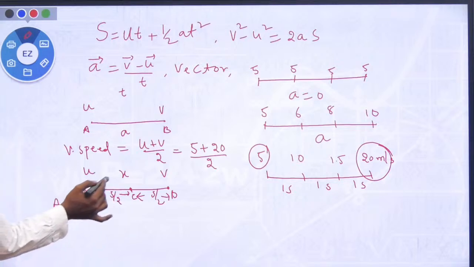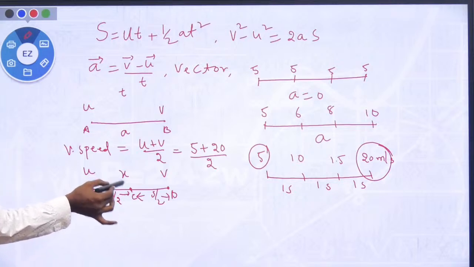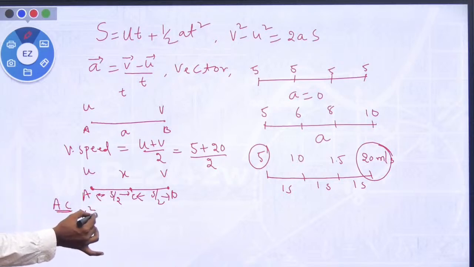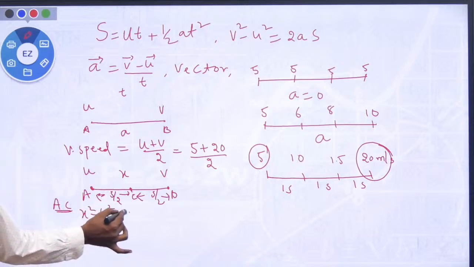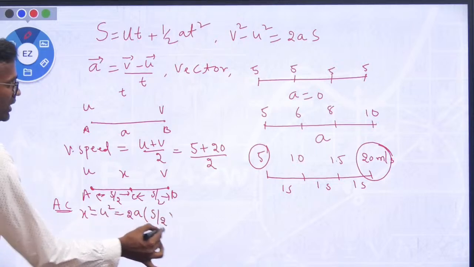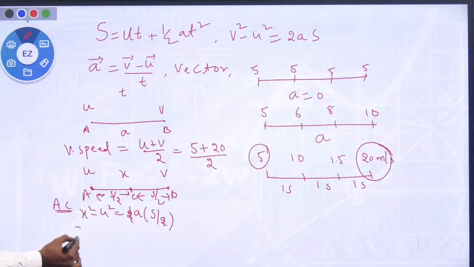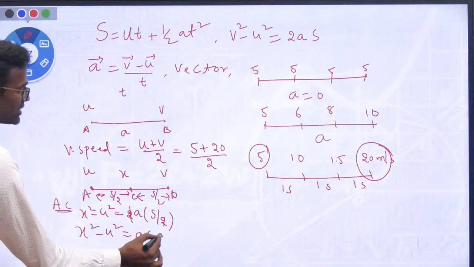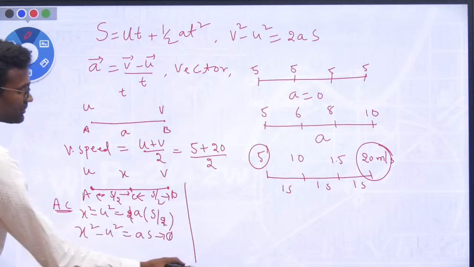From here to here. So in this case, for the first half of the journey AC, x is the final velocity and u is the initial velocity. x square minus u square is equal to 2as. Here s becomes s by 2, so the 2 gets cancelled. Therefore x square minus u square is equal to as. So this is equation number 1.